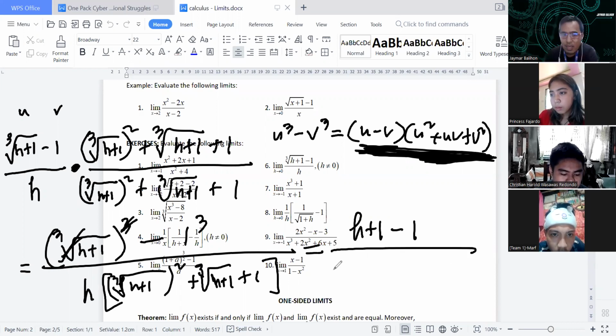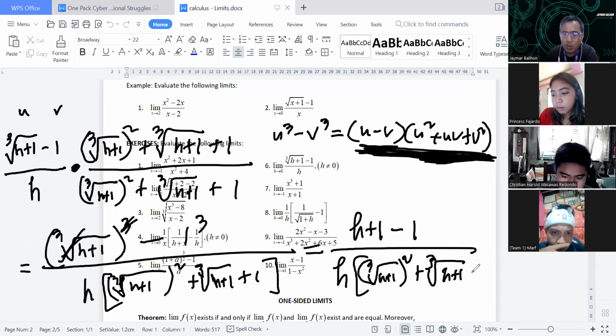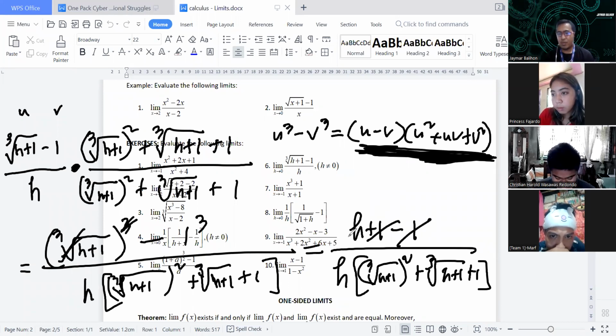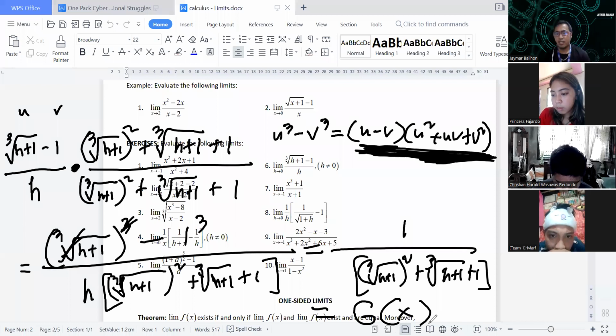Agree? Over h times the cube root of h plus 1 quantity squared plus the cube root of h plus 1 plus 1. The h will be eliminated because of the 1. So what is left is only 1 over this. Agree? This one. And this function now is your capital letter G of x. Clear?